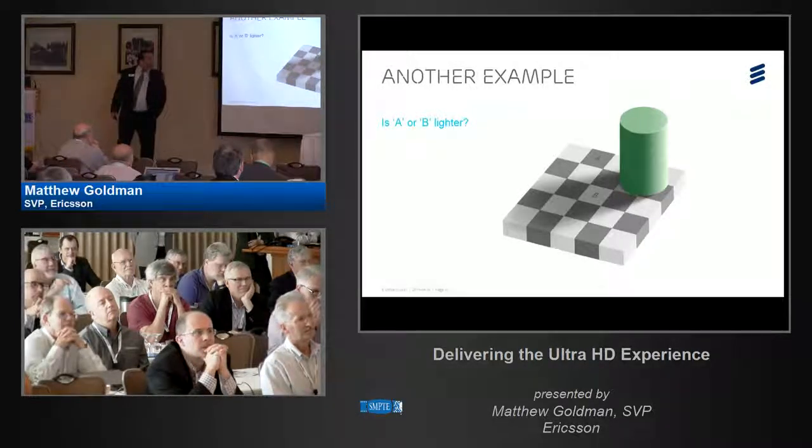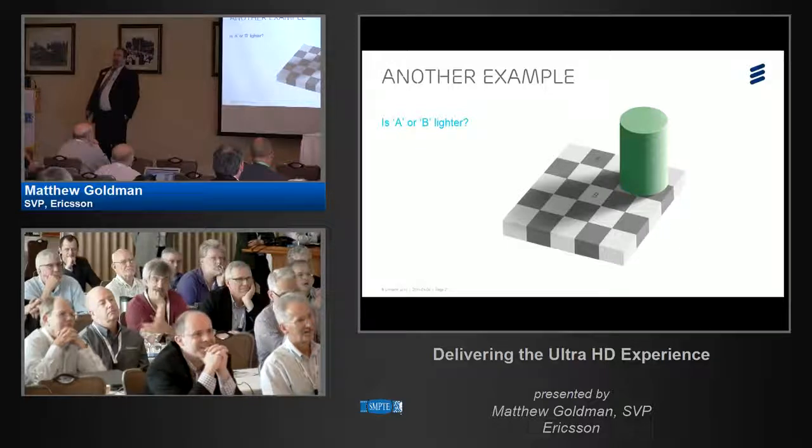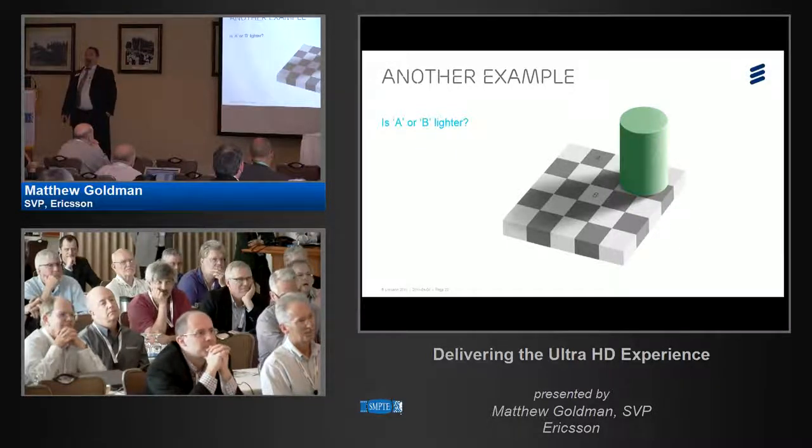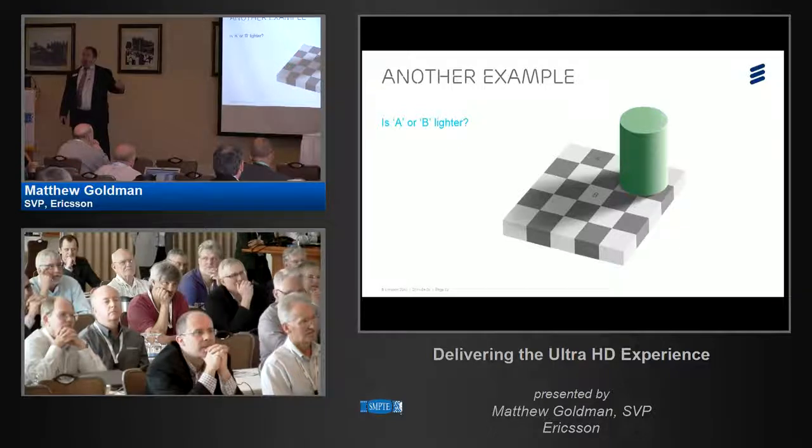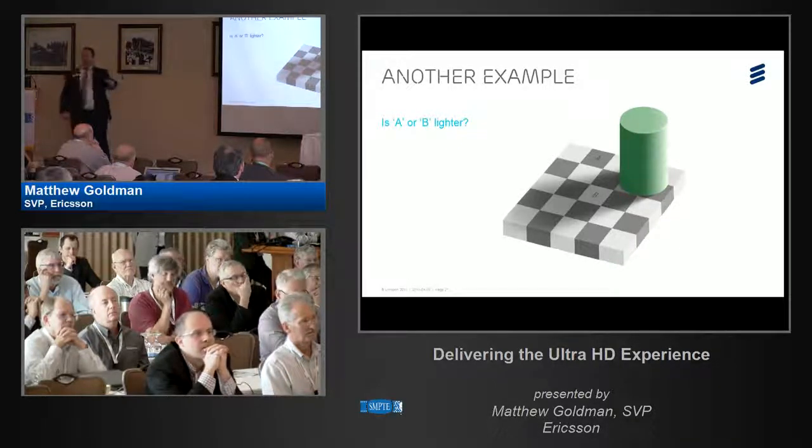Is A or B lighter? The block, A or B? B's lighter. Can you see that in the back of the room? Bet you can't see the resolution back there, but you can certainly see that B looks lighter than A, right? That's showing you that your eye is sensitive to contrast, and distance doesn't matter as much.